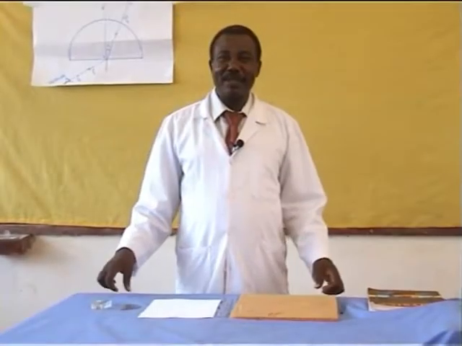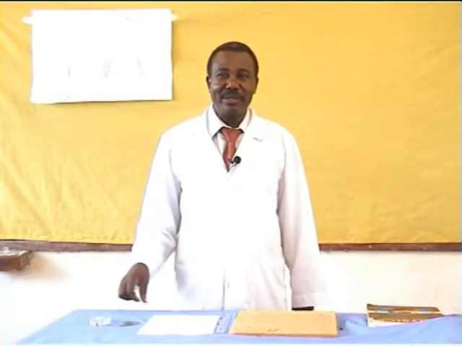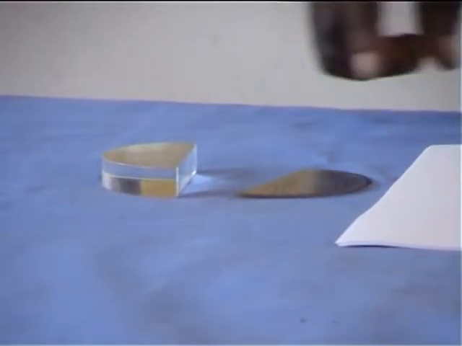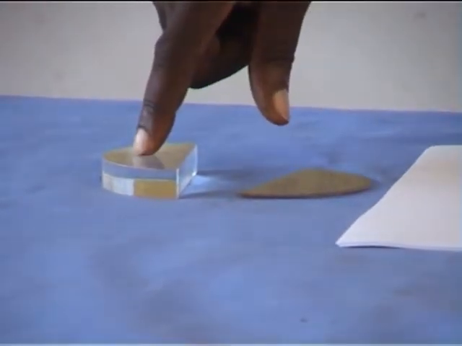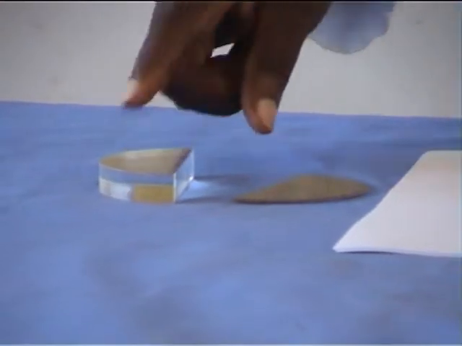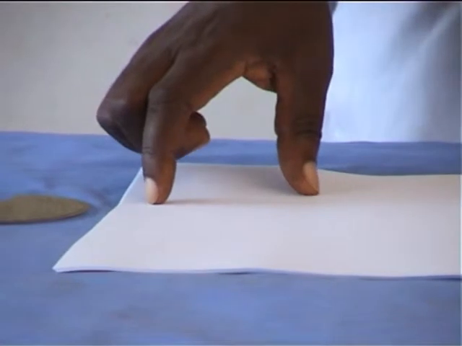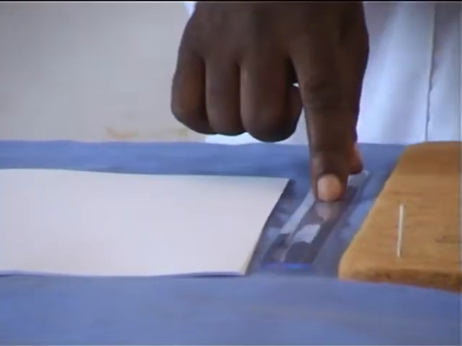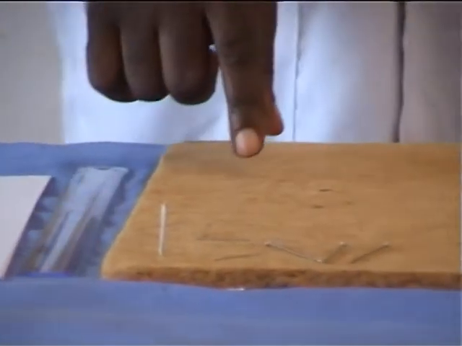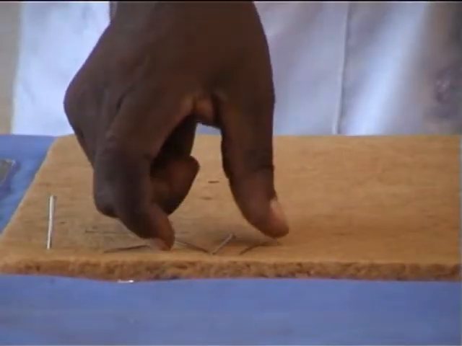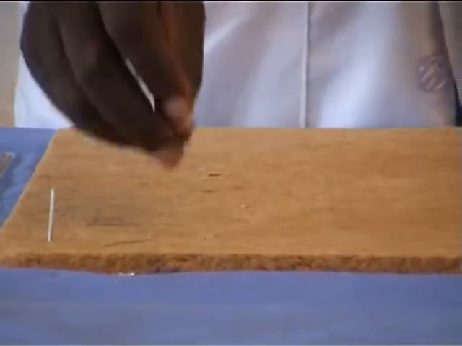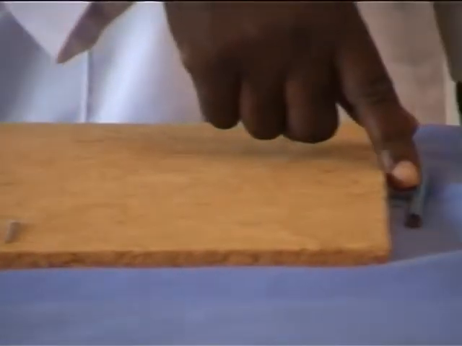The aim of this experiment is to determine the critical angle and total internal reflection of a semicircular glass block. Requirements: semicircular glass block, protractor, plain paper, ruler, drawing board, optical pins, and a pencil.